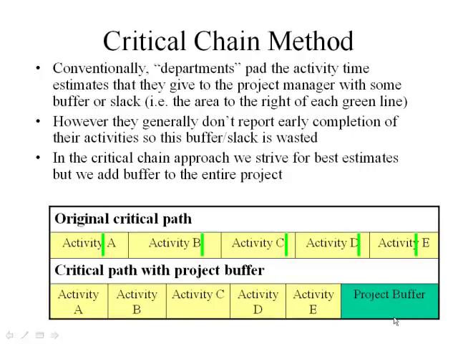Let's talk about several other concepts that can improve our ability to manage projects. There's a couple concepts that are part of what's called the critical chain method. The critical chain method was developed by Dr. Goldratt, the same person who wrote The Goal, and you'll probably see some concepts from The Goal at work here as well. One thing that the critical chain method recognizes is that conventionally the departments or whoever is giving the activity time estimates will tend to inflate those estimates a little bit, build in a little bit of buffer, a little bit of slack into each one of those estimates.